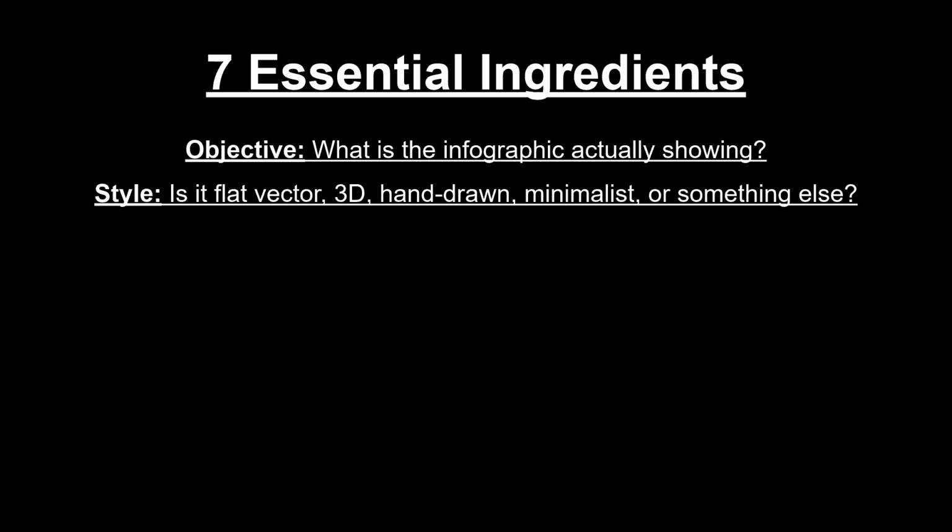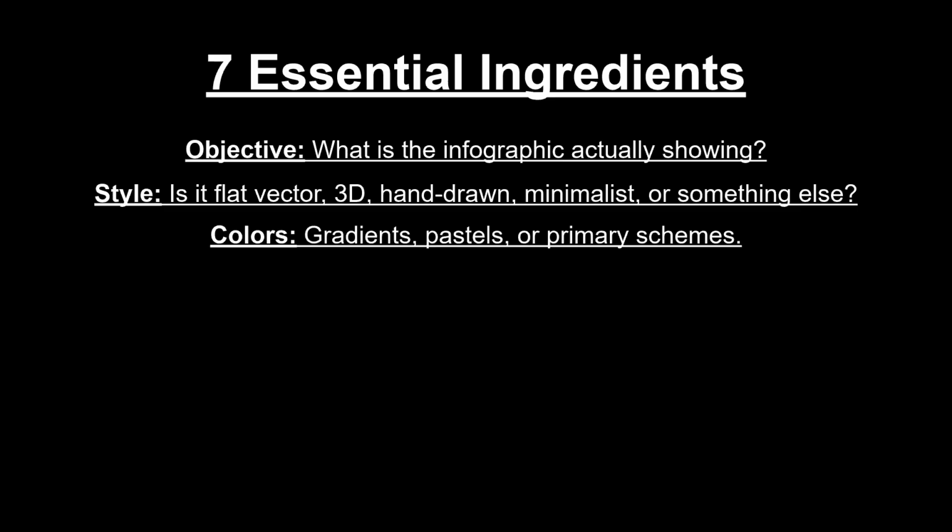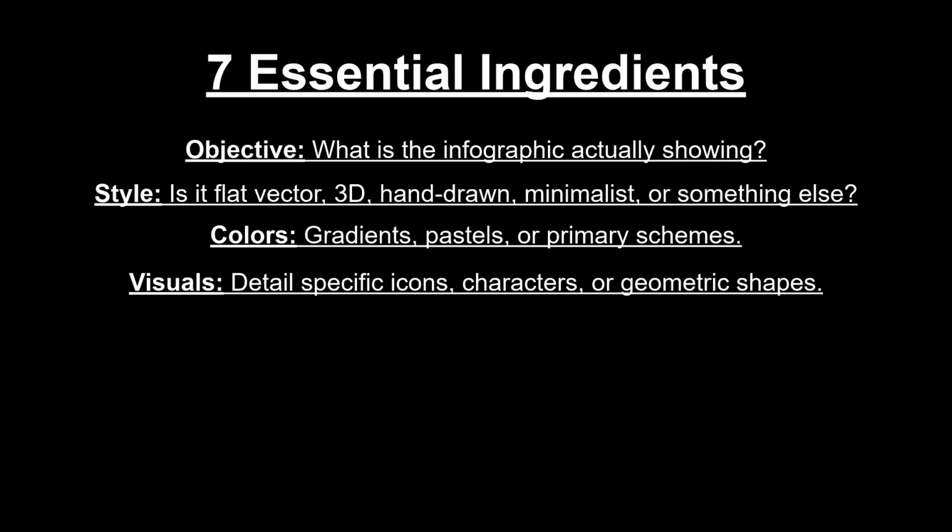First is the objective. What is the infographic actually showing? Second is the style. Is it flat vector, 3D, hand-drawn, minimalistic, or something else? Third, colors. Don't just say blue. Think about gradients, pastels, or primary schemes. The fourth ingredient is visuals. You want to detail specific icons, characters, or geometric shapes.